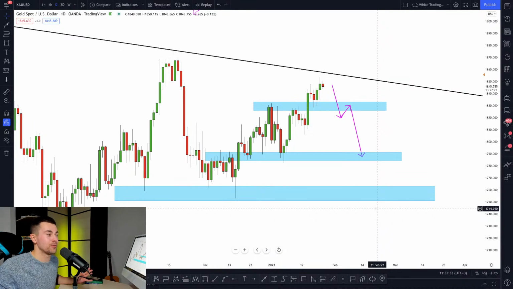Yes, a bullish breakout of the trend line leads to bullish continuation, and the bearish breakout of this horizontal support leads to bearish continuation. So let's be patient and wait.